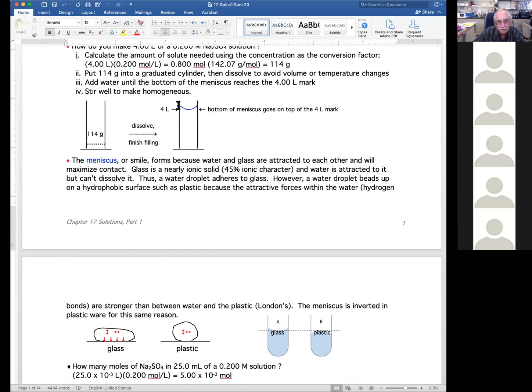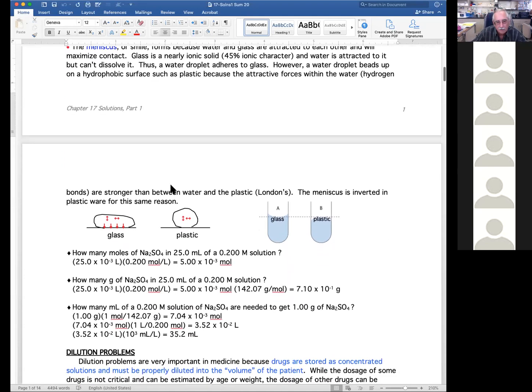So the meniscus, or the smile, happens because of what's happening at the surface, and you can look at this in a glass of water, you see the same thing. The meniscus is running up the surface of the glass. What that means is that the water is attracted to the glass. In fact, glass is a nearly ionic solid. It's about 45% ionic character. So water is attracted to it, but it can't dissolve it.